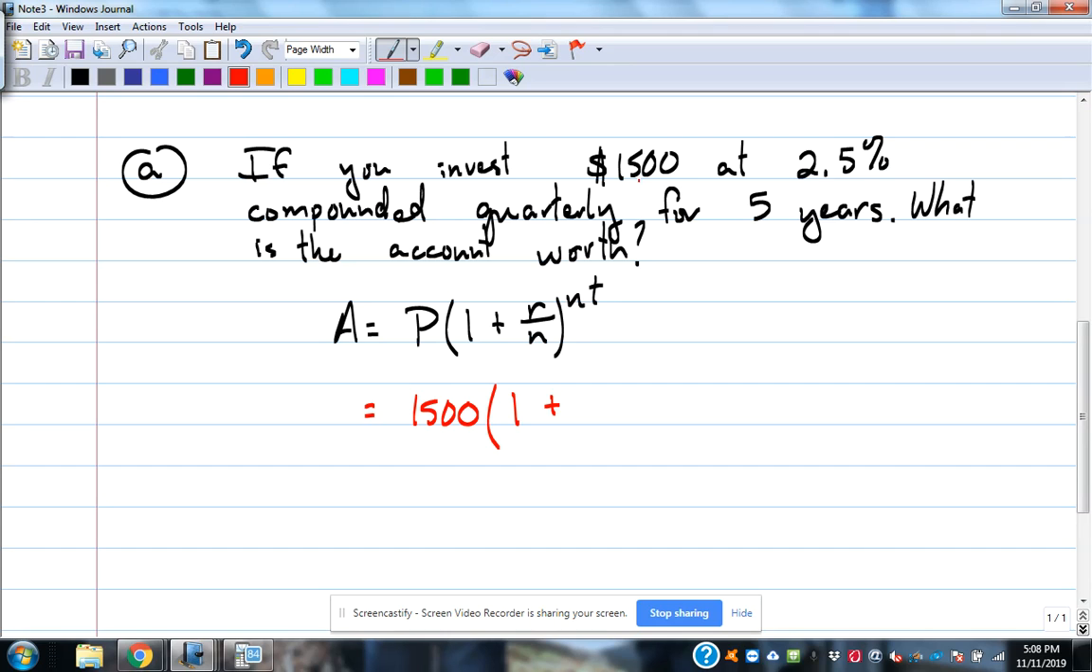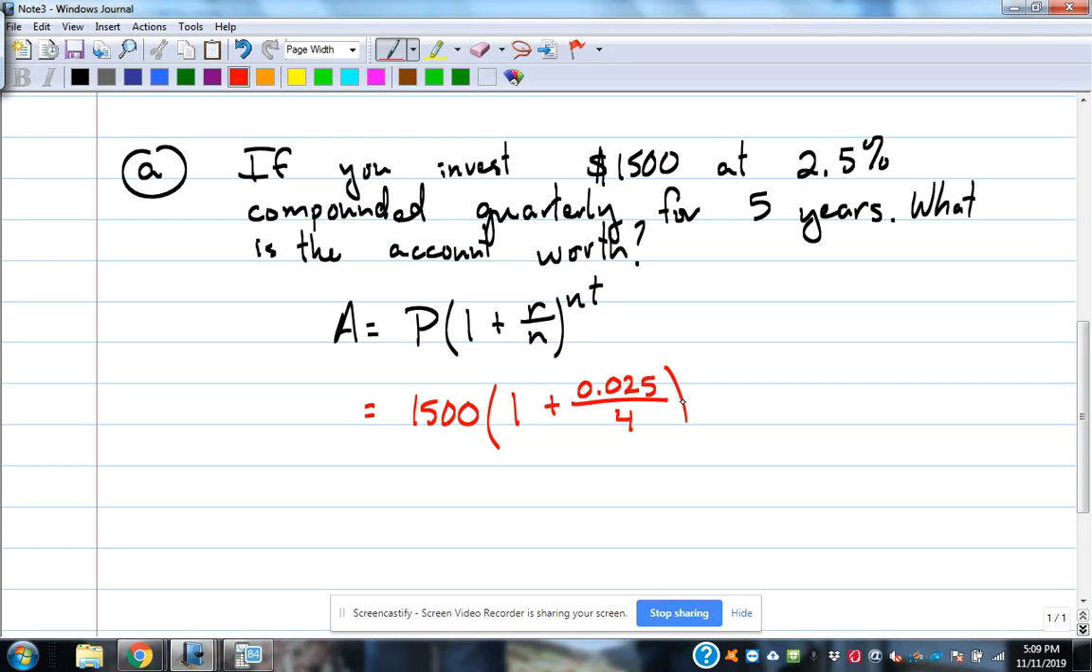The interest rate is 2.5%. So as a decimal, what's 2.5%? 0.025. If it compounds quarterly, how many times is that in a year? 4 times.